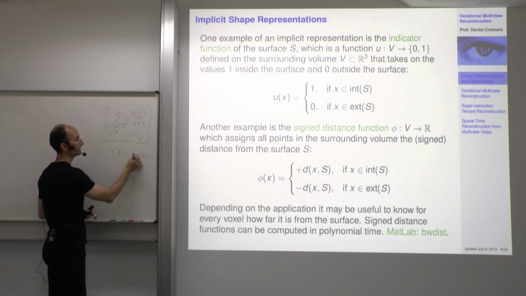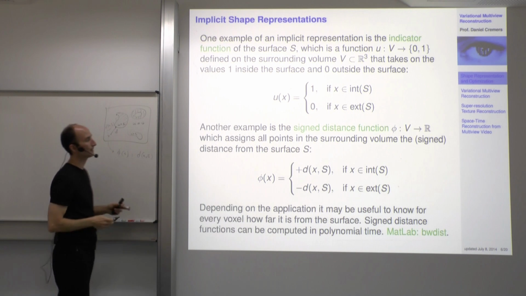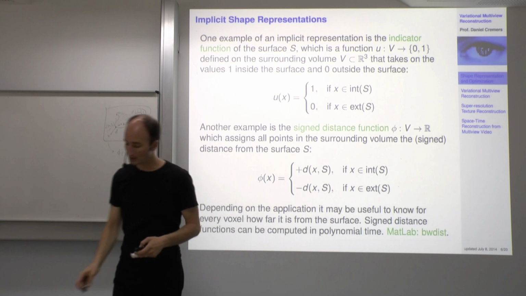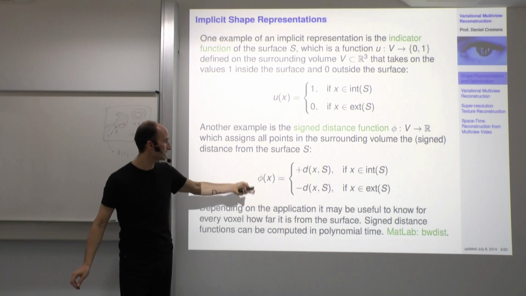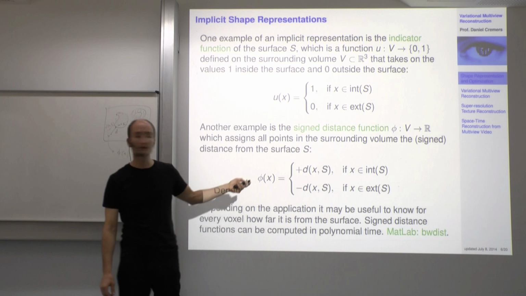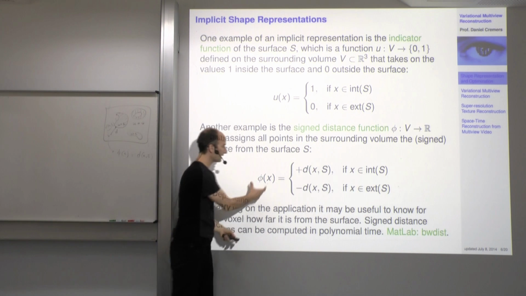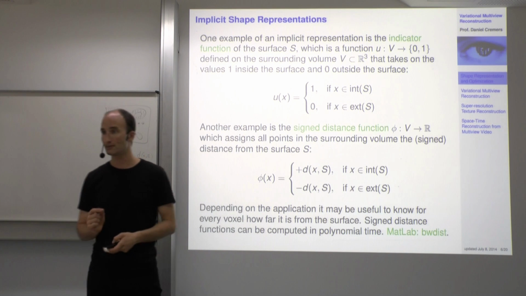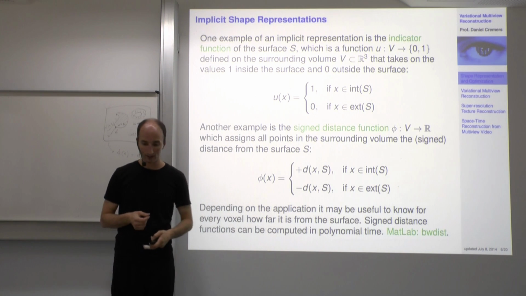Right, and I will assign, let's say, minus d of x and S if I'm outside, and plus the distance if I'm inside, so I can distinguish not just inside and outside, but I can even tell for any given point, by looking at this representation, how far it is from the boundary. This may be useful in some cases.